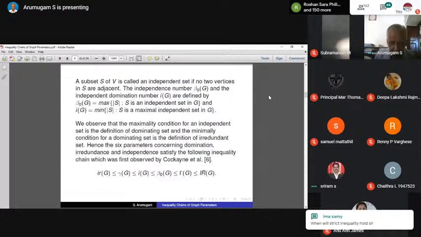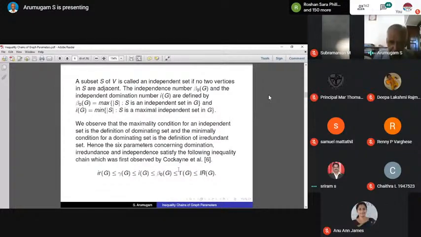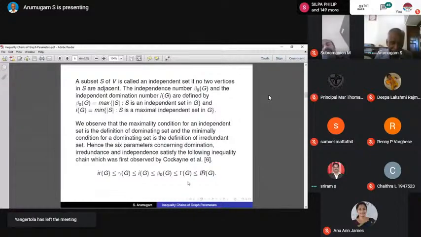Let me take only 2 numbers to start with. Small gamma and capital gamma alone. I take 5 and 8. I ask you, can you give me a graph with gamma equal to 5 and capital gamma equal to 8? That's how I ask the question. I want a graph whose domination number gamma is 5 and upper domination number capital gamma is 8. Does such a graph exist or not?